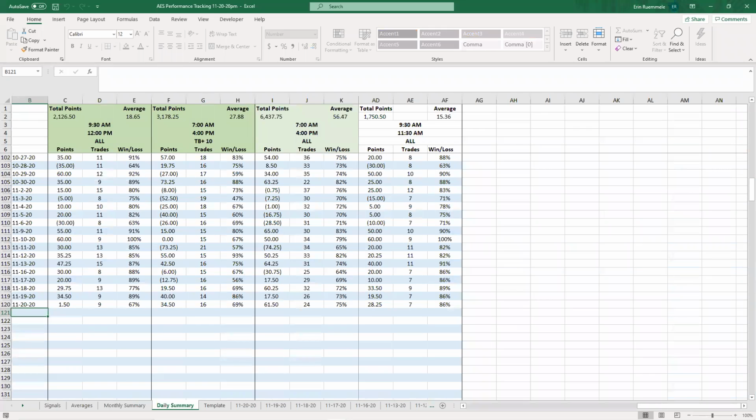It makes it a little easier to compare side by side. So 7 to 4, if you traded every signal from 7 to 4, it was 61.5 points today. A nice amount of profit, especially for a Friday. Now, if you did 7 to 4 with only the trend bias signals, so trend bias and continuation of the trend signals, that was 34.5 points. And then 9:30 to noon was basically close to break even. We closed up 1.5 points.